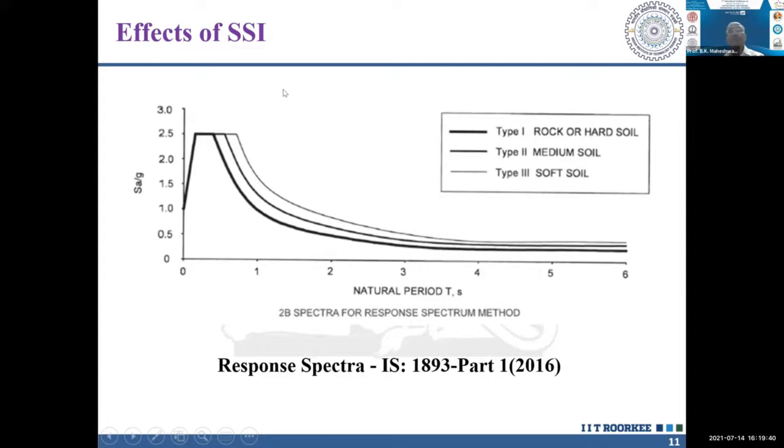So normally, due to the effect of SSI, the design forces are reduced. The reason is that the natural period increases, and once the natural period increases, you can see in the response spectrum that you are coming down here. So that is in general, but this may not always be the case. So we need to check what the change in natural period is due to the consideration of SSI. That is very important.